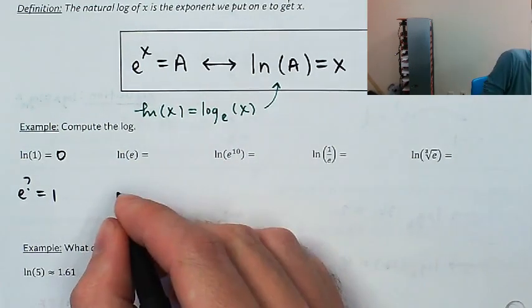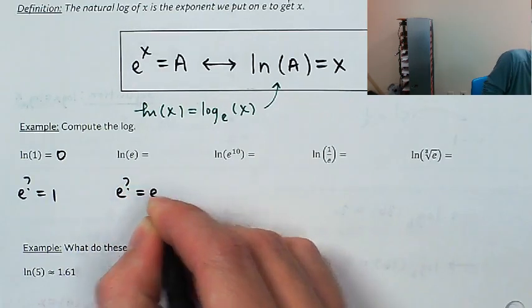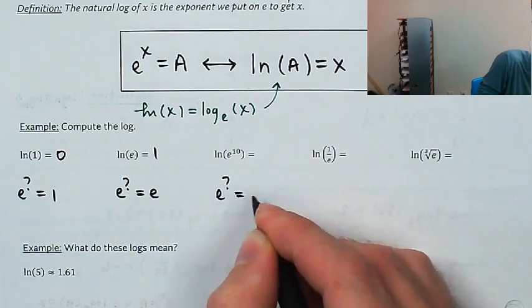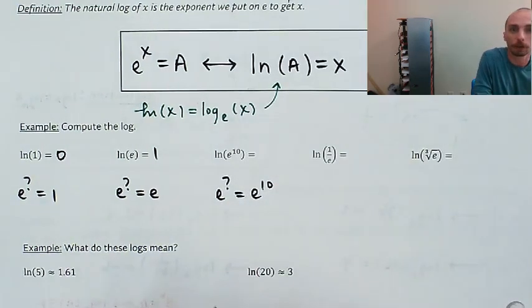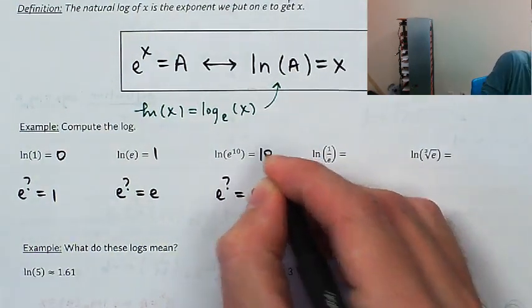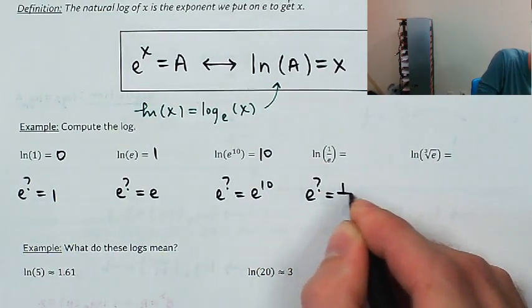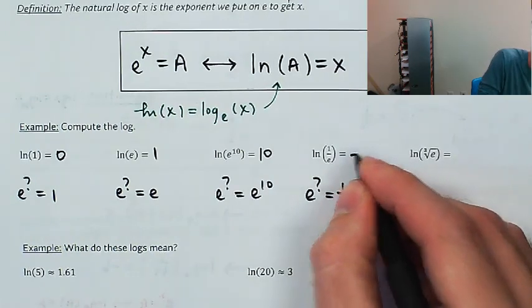Okay, natural log of e. Okay, e to what power is equal to e? That would be the first power. Okay, what exponent do I put on e to get e to the 10? This is not a trick question. I put the 10 exponent on there. Okay, e to what power is 1 over e? Okay, well, that would be the -1 power.